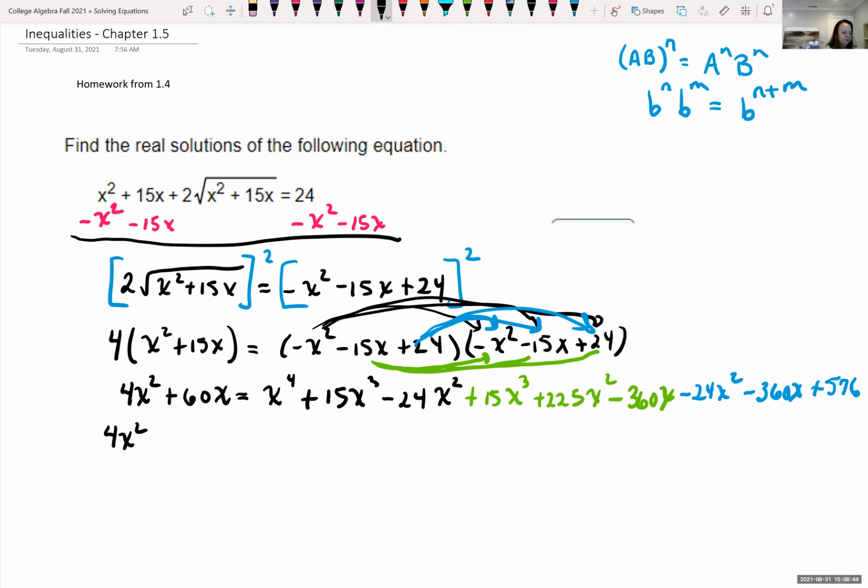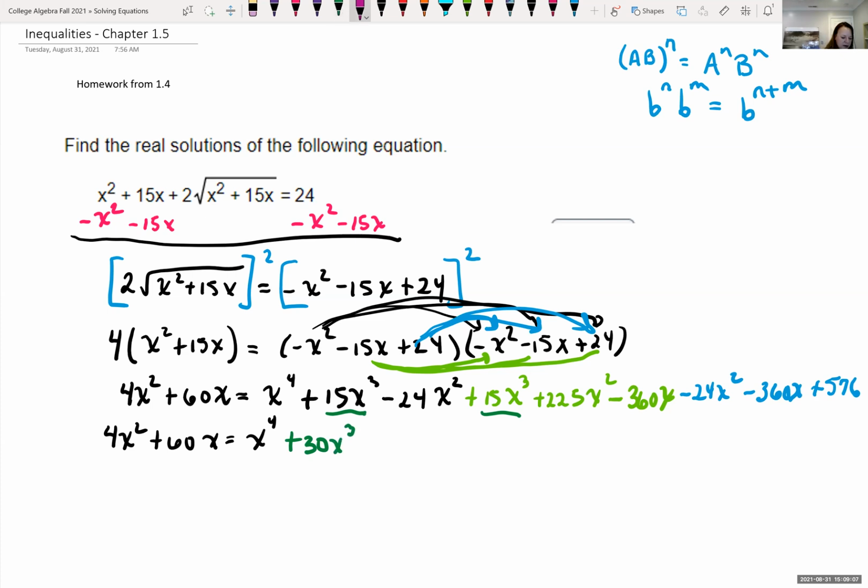Okay, so we have 4x squared plus 60x is equal to x to the fourth. So I want to combine all like terms. So we have a 15x cubed plus a 15x cubed. That's going to give me plus a 30x cubed.